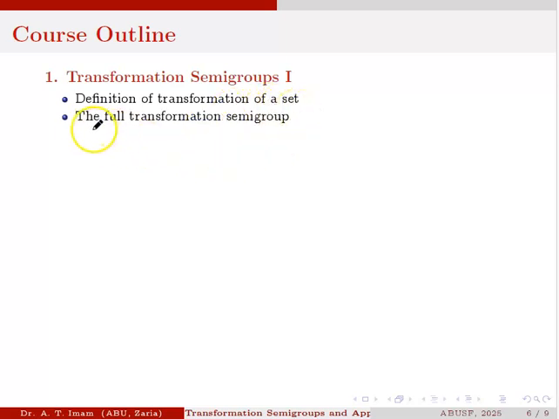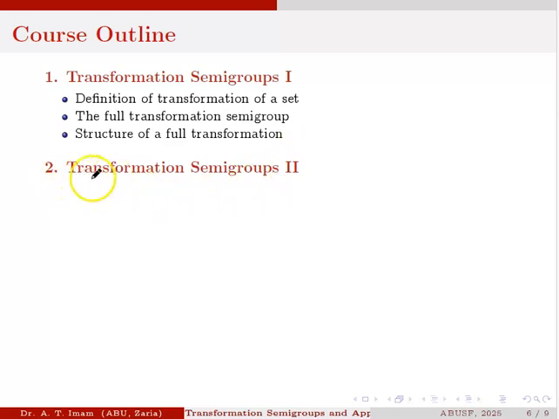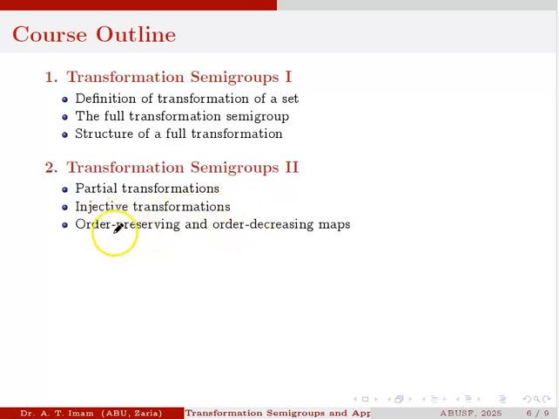and then the second section will define the notion of the full transformation semigroup, and then we'll look at the structure of a full transformation, the structure of the individual element in the semigroup of full transformation of a set. And then the second chapter will continue the discussion on transformation semigroup, and then we will talk about partial transformation, and then we'll also talk about injective transformations, order preserving and order decreasing transformation. All this will be defined under the second chapter of the course.